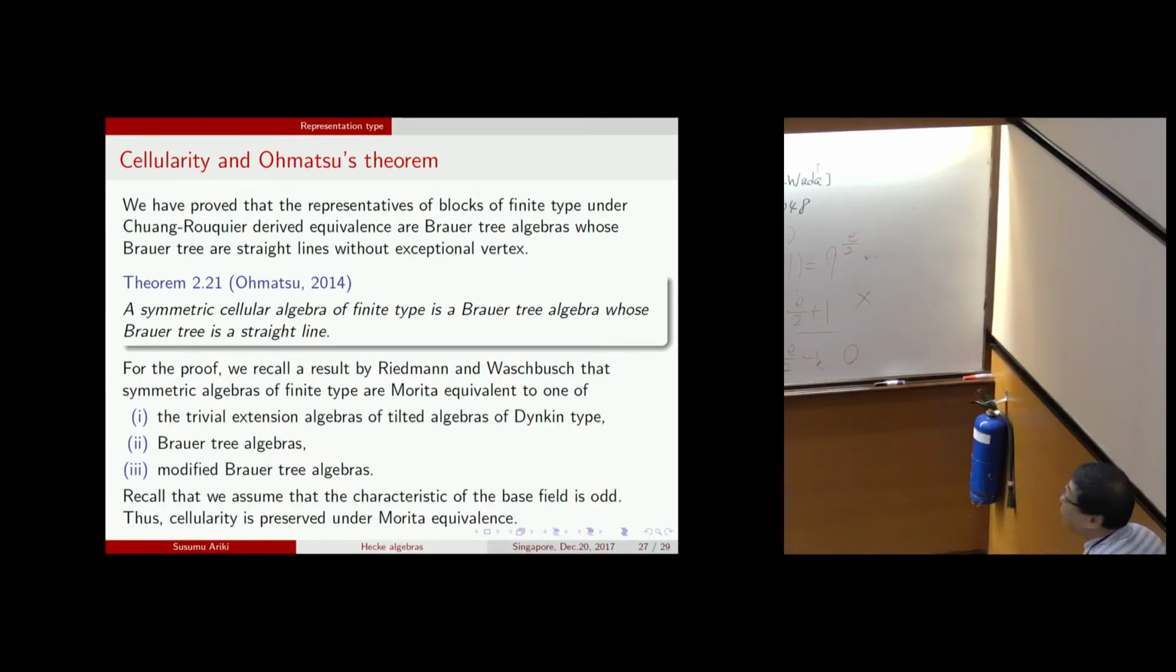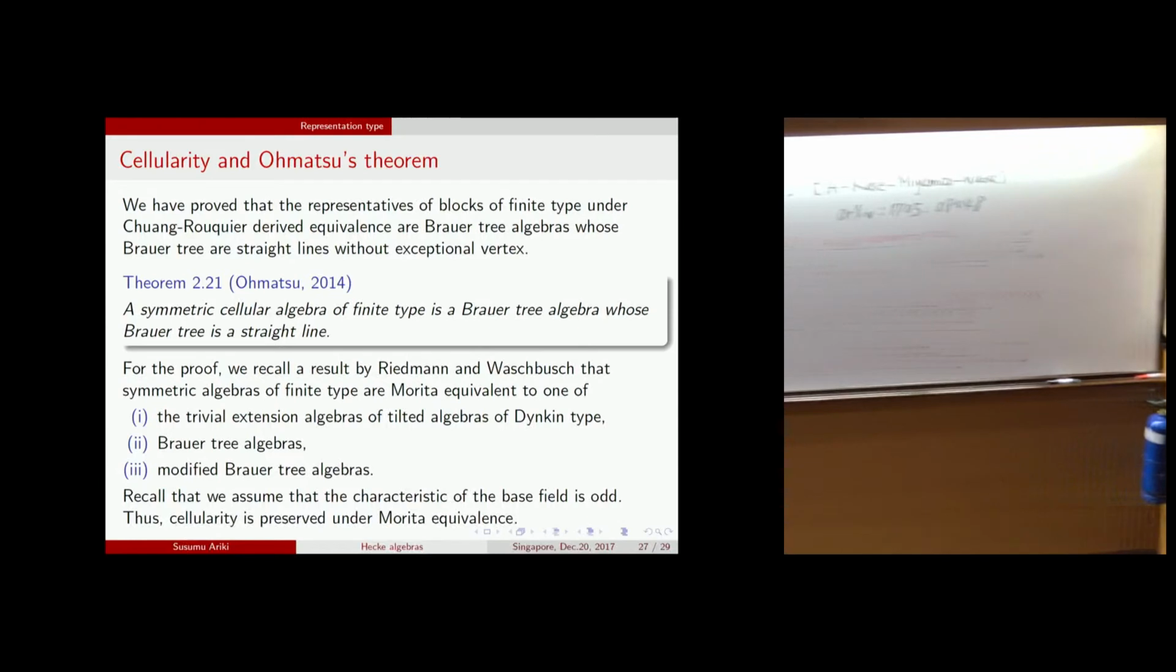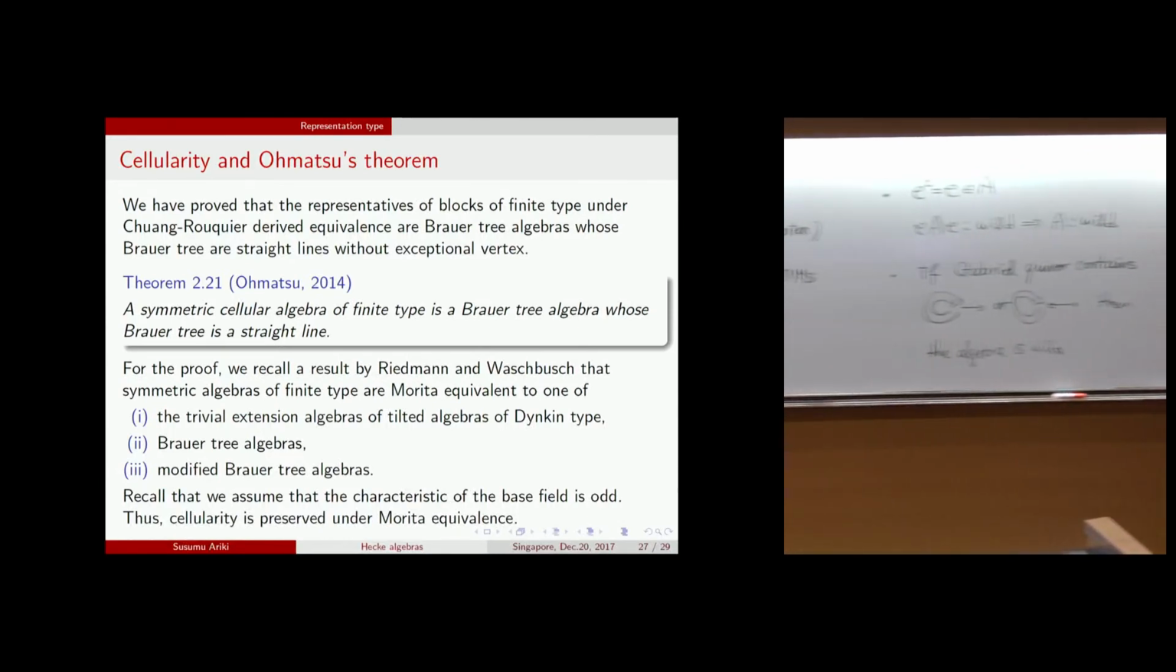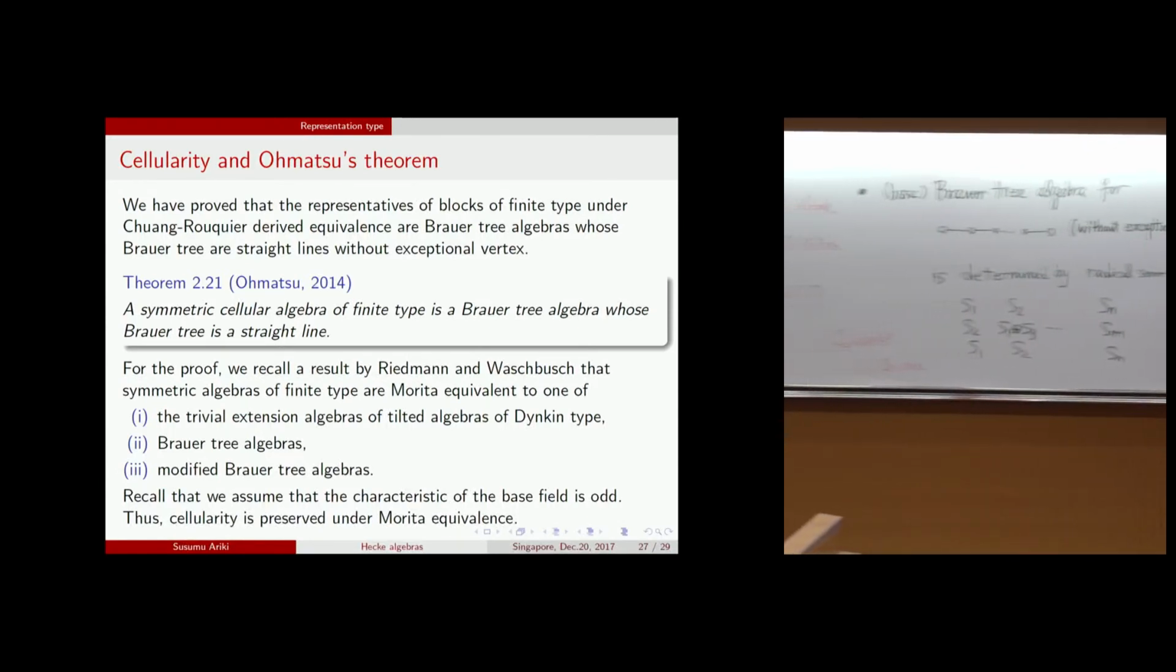Actually, in this paper, we handled not only self-injective algebras of finite type, but self-injective algebras of tame representation type and polynomial growth representation type. And we have classified self-injective cellular algebras of tame polynomial growth representation type up to Morita equivalences, under the assumption that the field has odd characteristic.